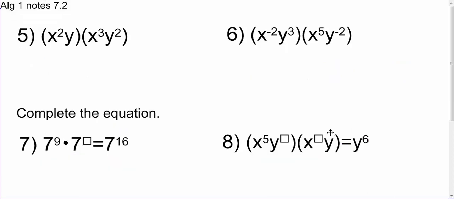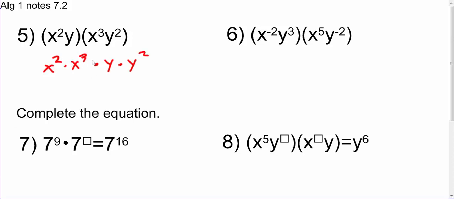Let's keep going here. We're going to do some multiplication with exponents again, but this time you'll note that we have more than just one base or more than just one term. We have x's and y's on both of these examples. So let's look at this as two separate problems. One of them is x squared times x cubed, and the other one is y times y squared.